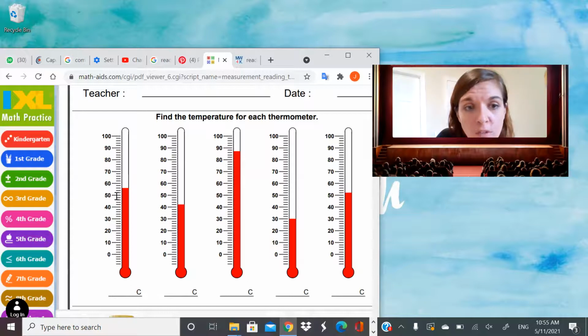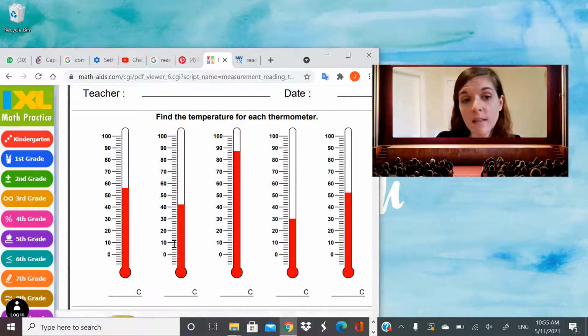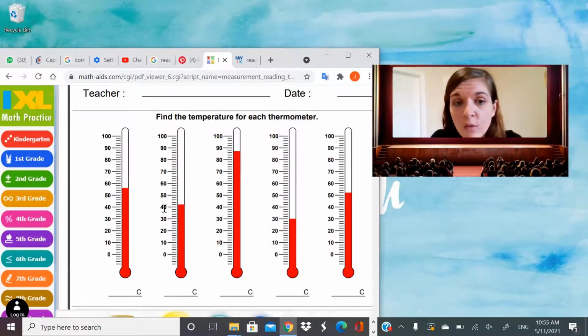50, 52, 54, 56. Okay, you see that? There's 3 lines after the 50. So you have to count by twos. 52, 54, 56. So that's 56 degrees Celsius. If you look at this one, we're passing the 40 with just one line. So 40, 42. 42 would be this one.